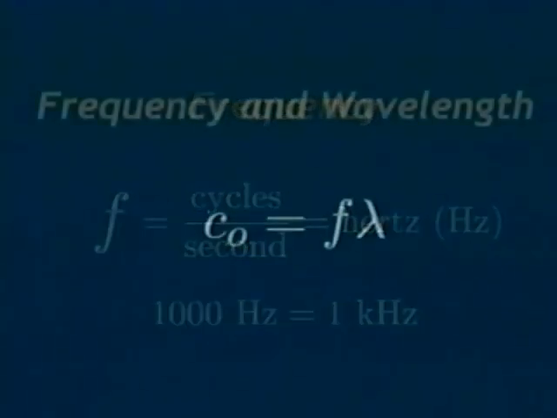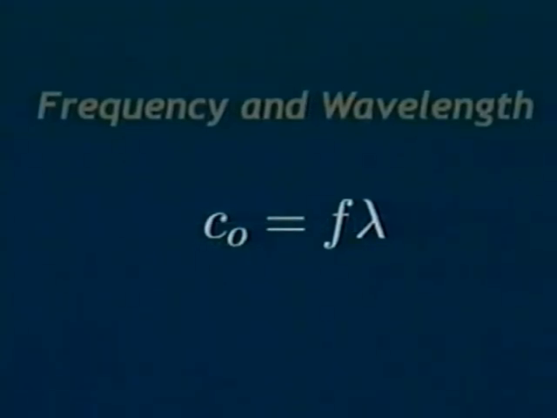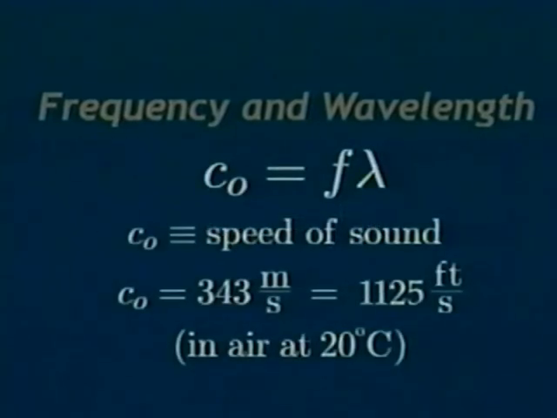Frequency is inversely proportional to wavelength. An equation relating the two parameters is C0 = f λ. C0 is the speed of sound in the medium. In air at a temperature of 20 degrees Celsius, the speed of sound is 343 meters per second. This equation implies that longer wavelengths are associated with lower frequencies, and shorter wavelengths are associated with higher frequencies.